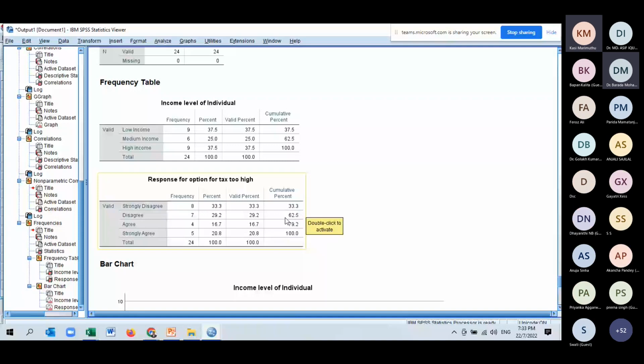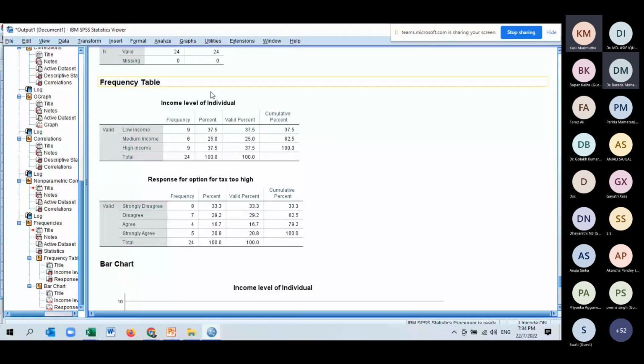Based on the cumulative percentage, actually the data you can highlight and present in a different way. Yes or no? A study was conducted, income versus the taxation is very high. The results show that 62.5% of the people disagree regarding the taxation is too high. The 37.5% of the candidates felt taxation is very high.